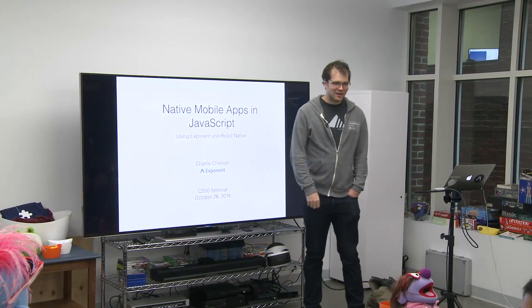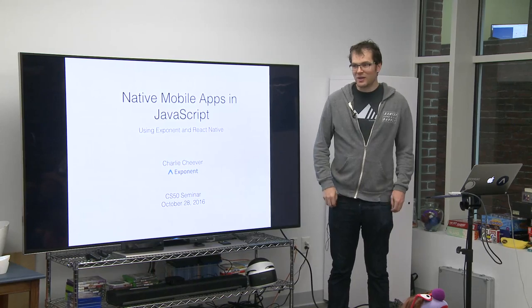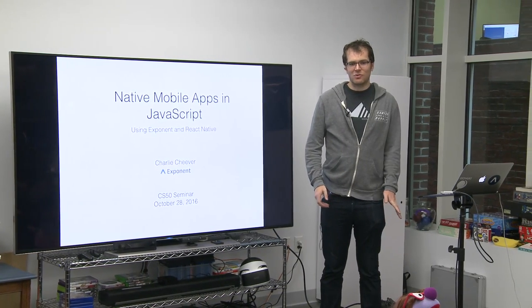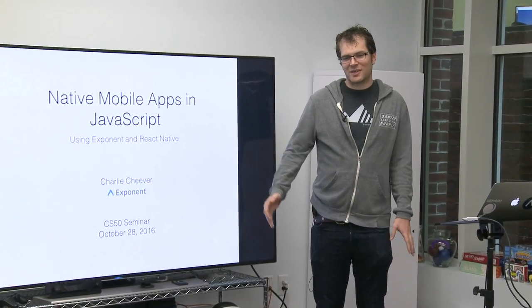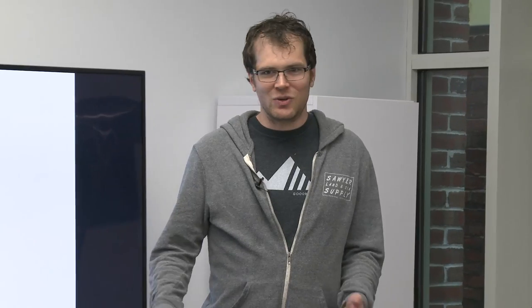Hi, I'm Charlie Cheever, and I'm going to talk to you about building native mobile apps in JavaScript. I think if you are a CS50 student and you have a final project coming up, and you want to build a mobile app, this is probably a pretty good way to do it, because you only have to learn JavaScript, but you can get really nice looking and feeling native applications this way. So I'm going to be talking about this project I work on called Exponent, which is built on top of something called React Native, which uses JavaScript for building mobile apps.